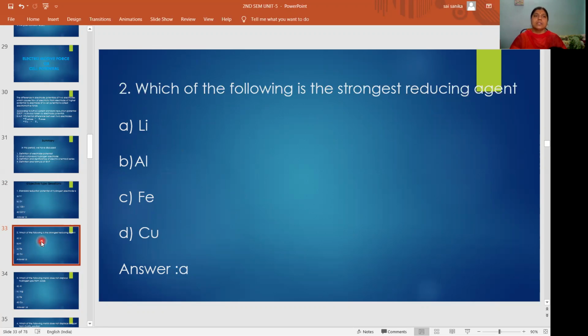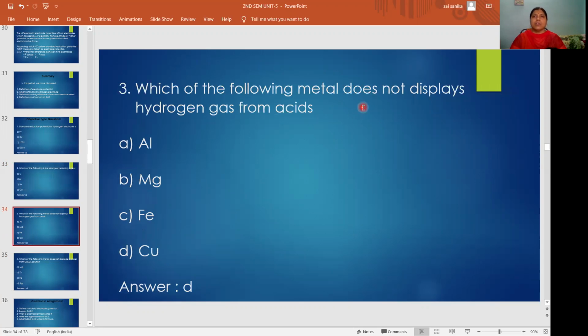Then next, the third. Which of the following metals does not displace hydrogen gas from acids? Metals above hydrogen will displace hydrogen gas from acids; those below hydrogen do not. Options: A aluminum, B magnesium, C iron, D copper. What is the answer? D is the answer. This metal will not displace hydrogen gas from acids.